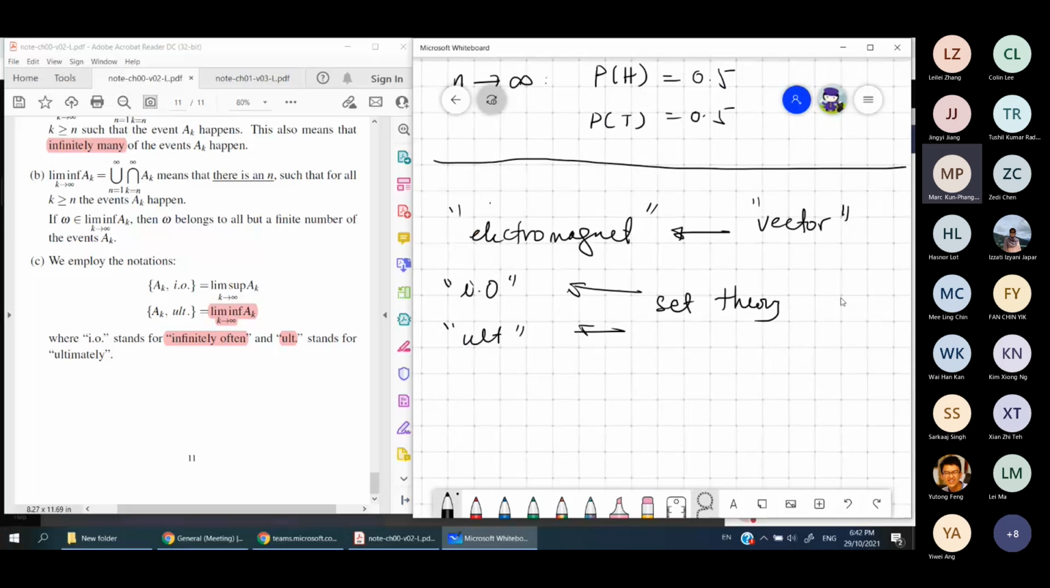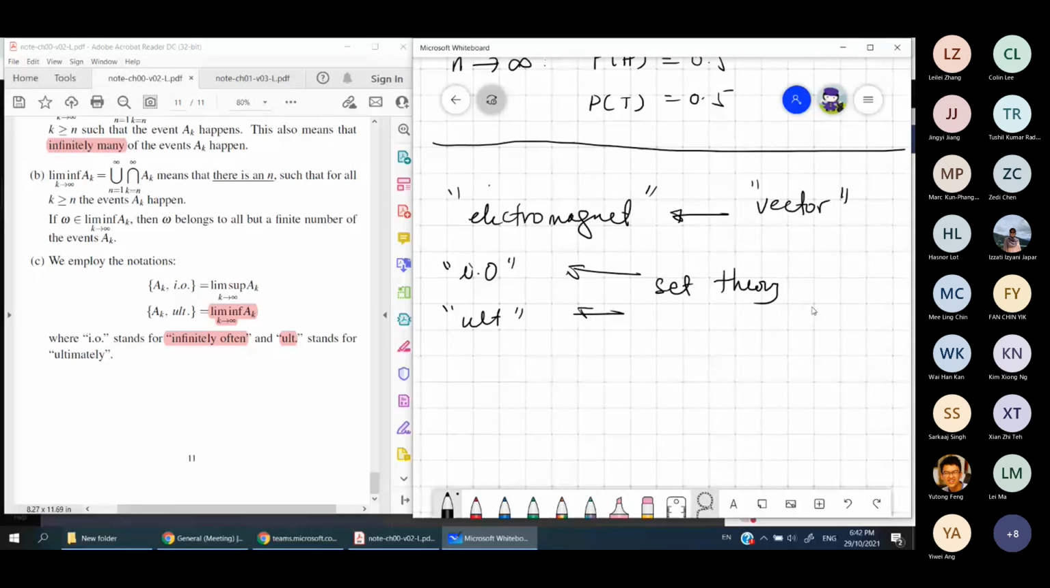Understand. Okay. All right. So in a way, you can put it this way: math is a language, some kind of symbol for us to describe some phenomenon. So in other words, if we know a certain phenomenon is infinitely often or ultimately, then we can describe it in terms of limit supremum and limit infimum. Yes, exactly. Something like that.